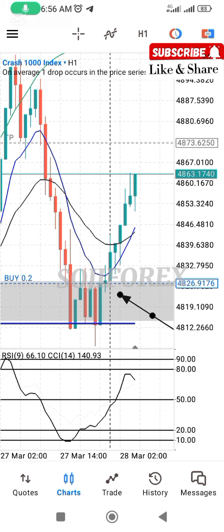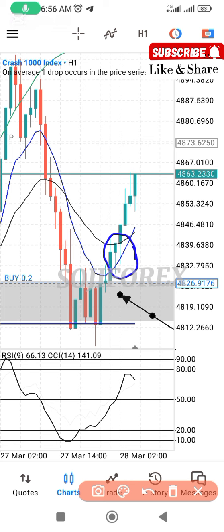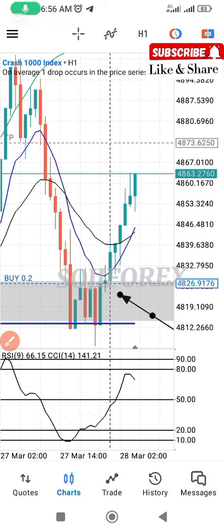Also, had I been awake, this would have been my second entry. This pin bar candle, the hammer there, closing above the moving average in the direction of that trend, would have been my second entry for this trade. But I was asleep and I missed that particular entry.